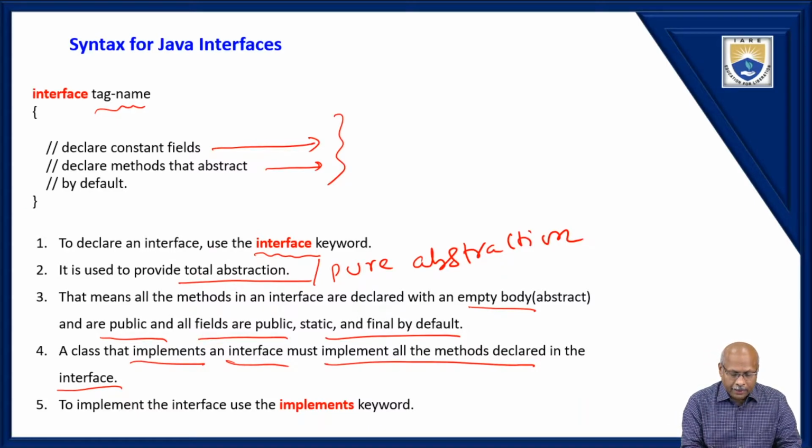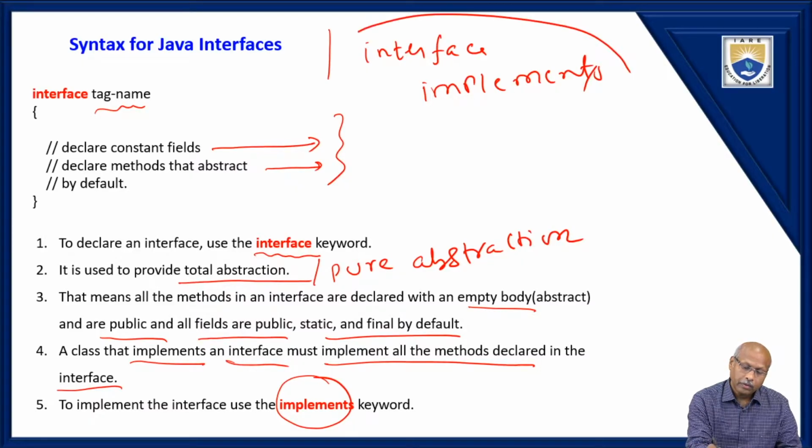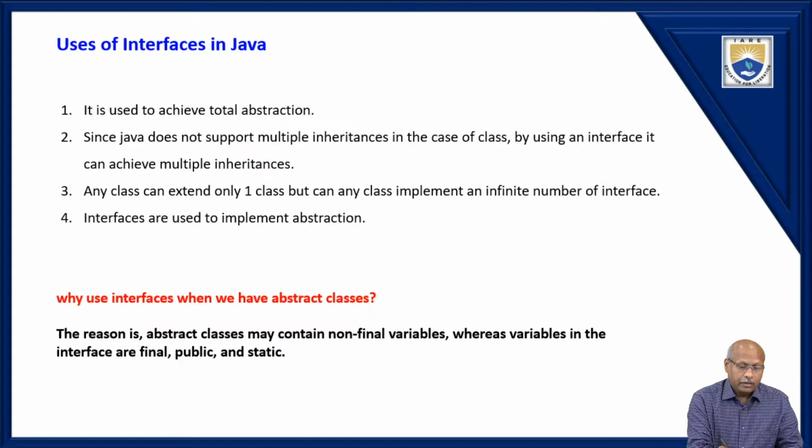To implement the interface, you have to use a keyword called implements. So remember, for the interface concept, there are two standard keywords. One is interface, the second one is implements. These are the two standard keywords. It is used to achieve total abstraction.